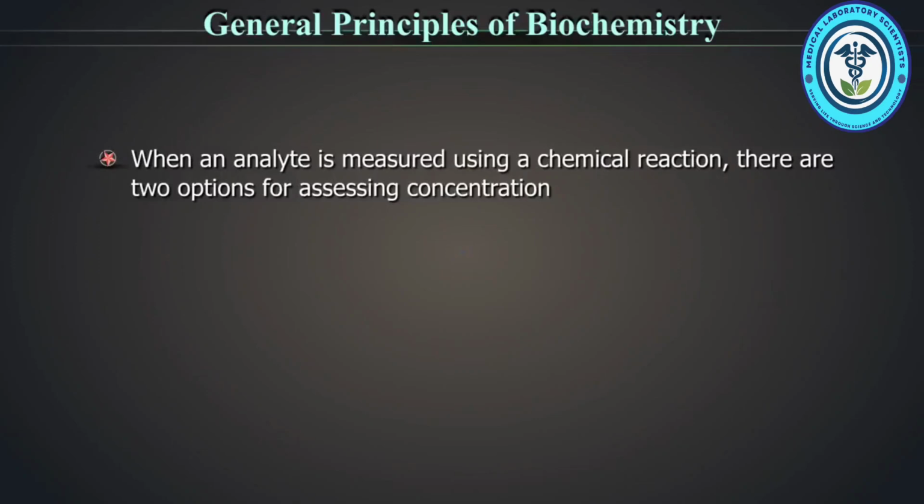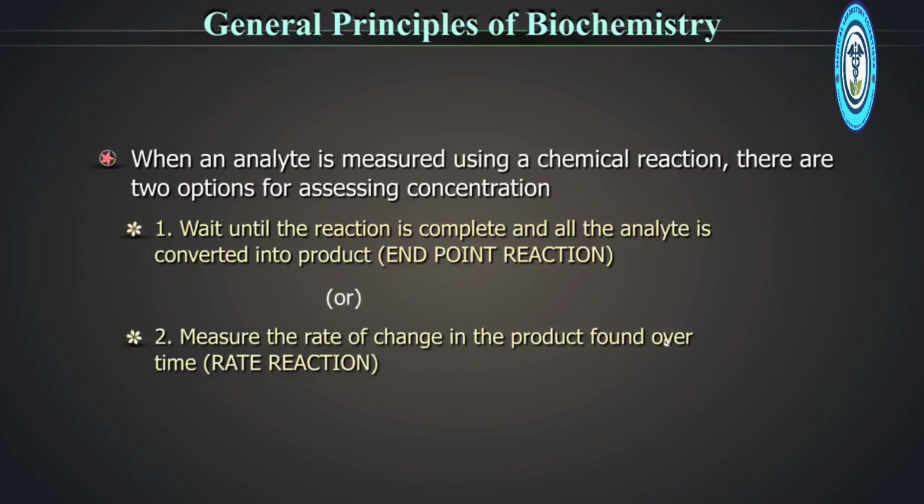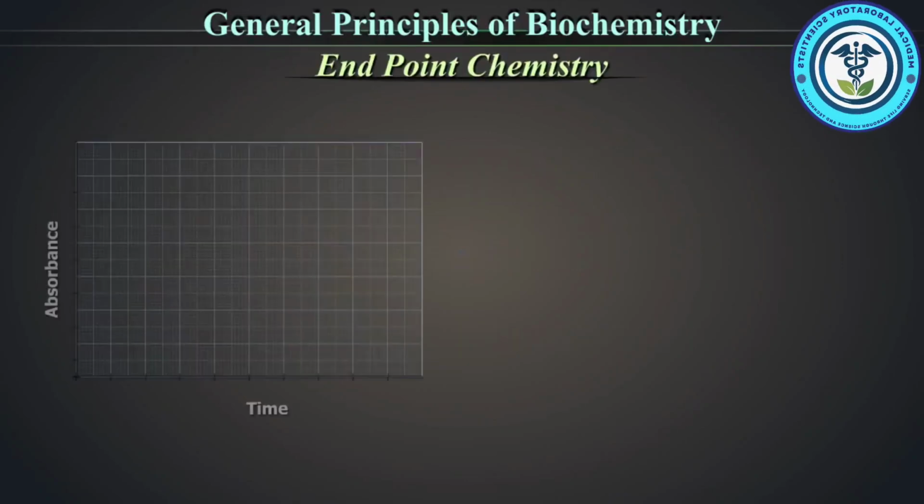When an analyte is measured using a chemical reaction, there are two options for assessing concentration. Wait until the reaction is complete and all of the analyte is converted into the product. This is called endpoint reaction. Or measure the rate of change in the product found over time. This is called rate reaction.